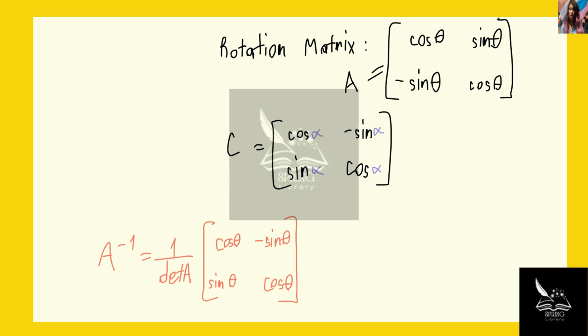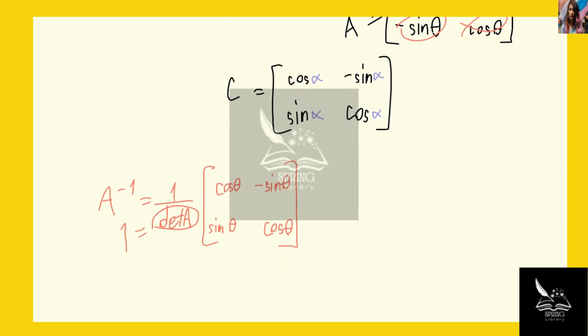Now, what's the determinant of A? It's just the product of these two, cos squared of theta, minus the product of these two, which is negative sine squared of theta, meaning that the determinant is cos squared plus sine squared of the same angle. And that, by the Pythagorean identity, is just 1. And so we do get the matrix C with an angle theta as the inverse of A.